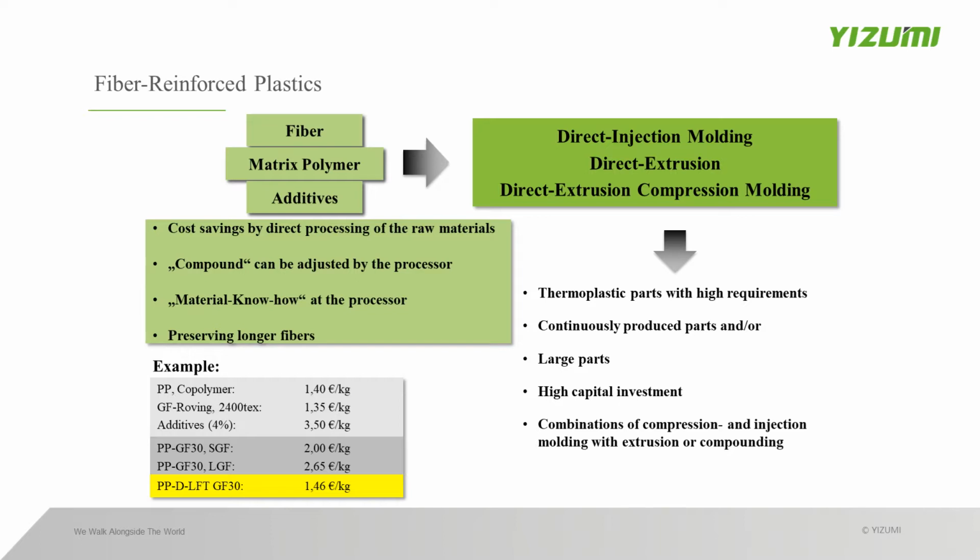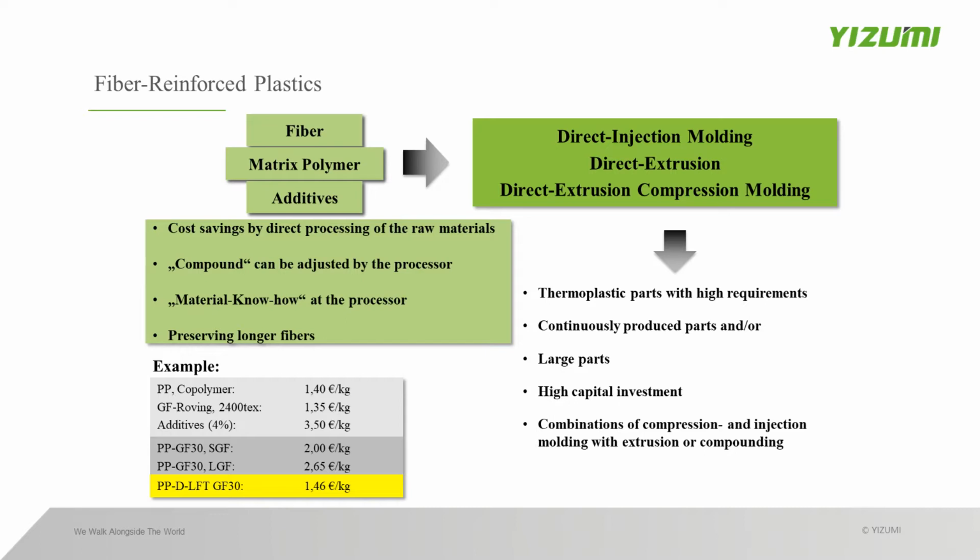If you buy the PP from the market, you know the price is no more than 1.4 euro per kg. And if you buy the glass fiber roving, you can get maybe 1 euro per kg to 1.35 euro per kg. And for the additives, because we may use many different additives, we just make an average. We think the percentage is 4%, and the price is 3.5 euro per kg.